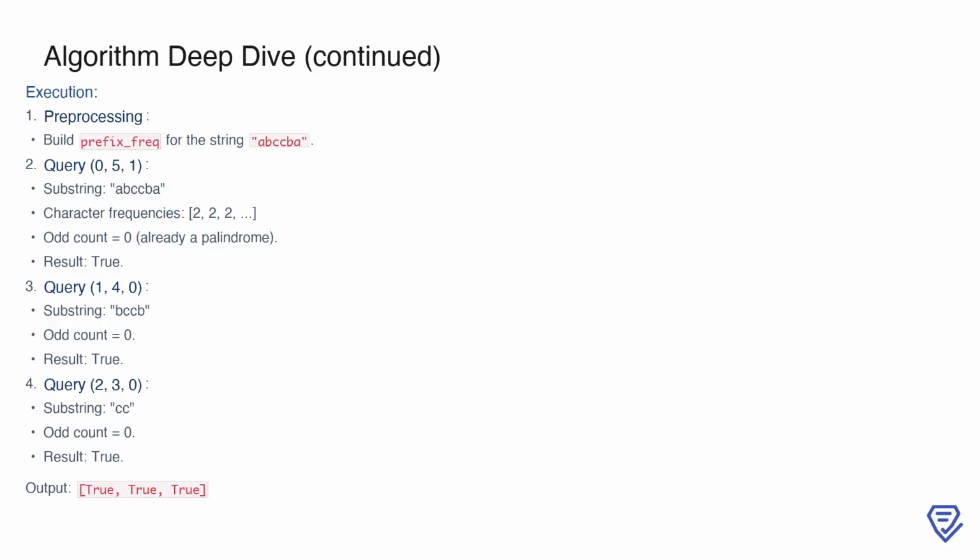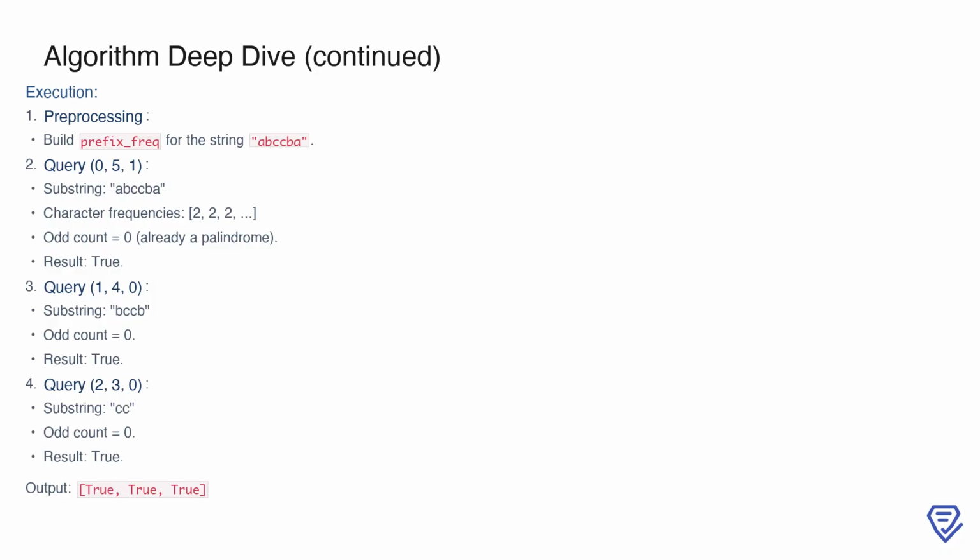For the first query, 0, 5, 1, the substring is "atba". The character frequencies are 2, 2, 2, meaning all characters have even frequencies. Since the odd count is 0, the substring is already a palindrome, so the result is true. For the second query, 1, 4, 0, the substring is "bccb". Again, all character frequencies are even, with an odd count of 0. Since no modifications are allowed, and the substring is already a palindrome, the result is true.